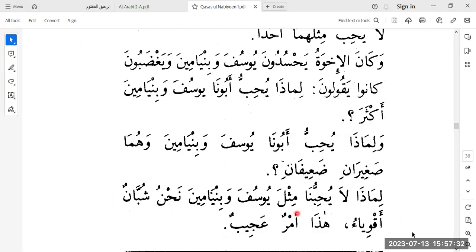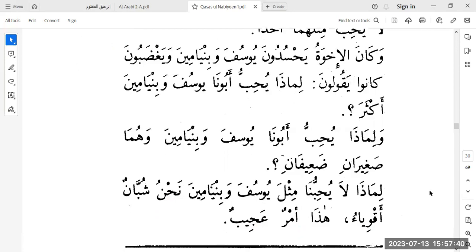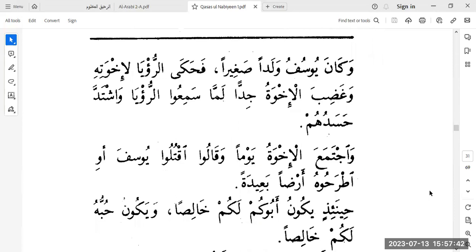نحن شبان وأقوياء هذا أمر عجيب. This is a very strange matter. Why does he not love us? We're young, we're strong, so he doesn't love us. What's going on? Go to page number 30.